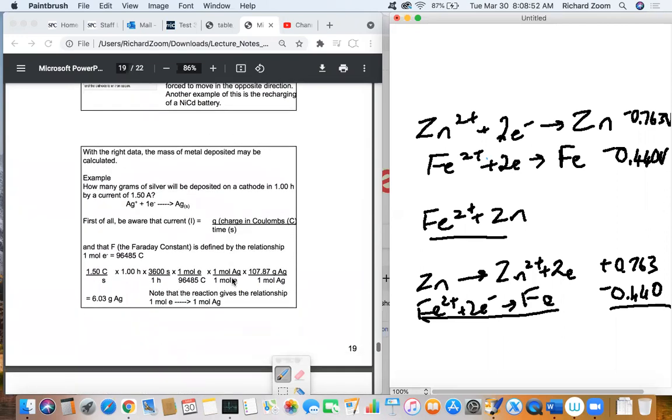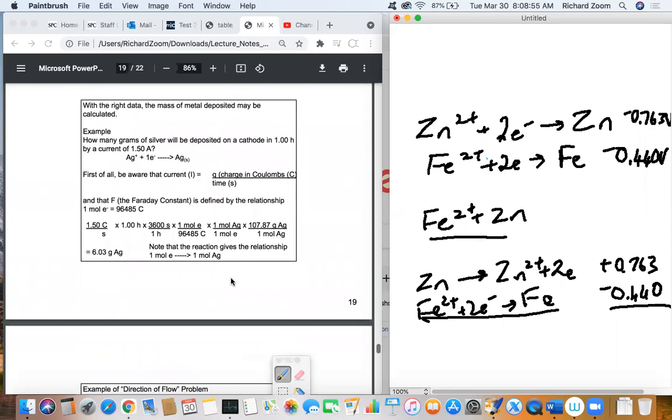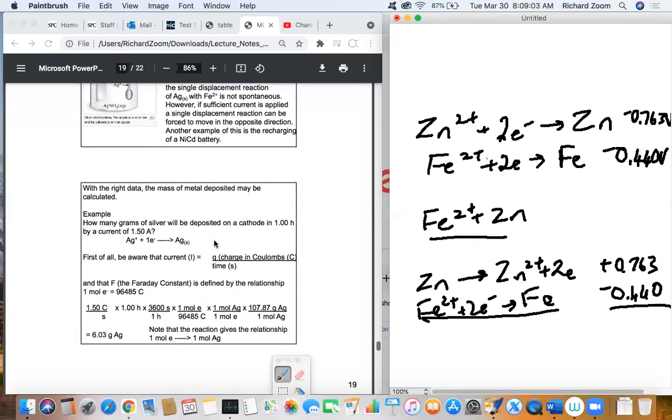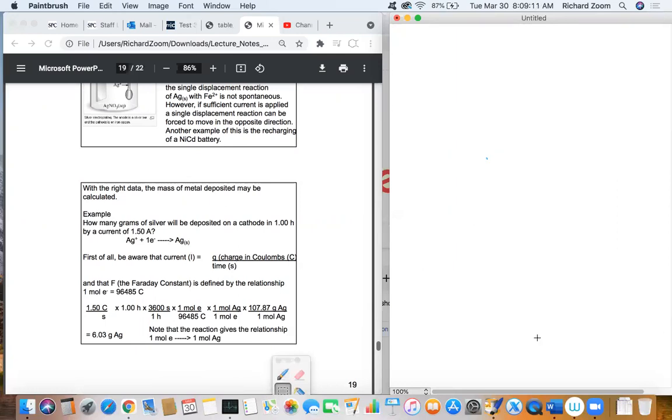The kind of application problem that we can make from this is something like this. How many grams of silver will be deposited on a cathode? Because that's what the spoon is. The spoon ends up being the cathode here. In 1.00 hours, by a current of 1.50 amps. All right, so in order to do this problem successfully, we need a little bit more information about how to convert time and amps into coulombs, which can then be converted into grams essentially by using this reaction here. So it looks complicated, it actually isn't that bad.